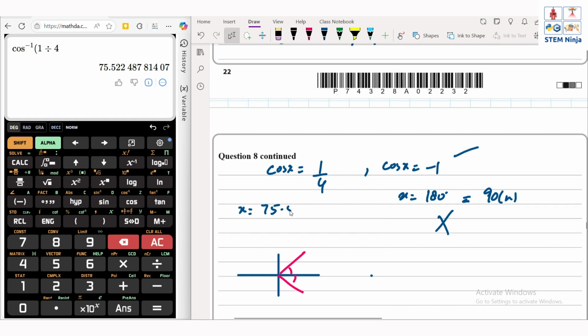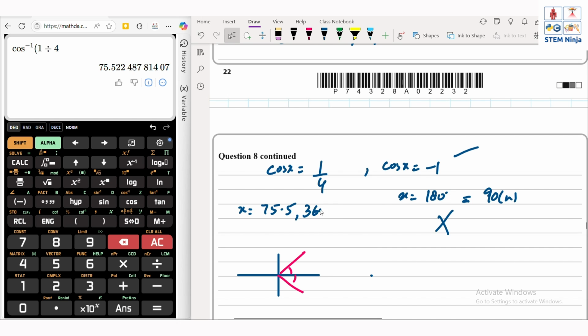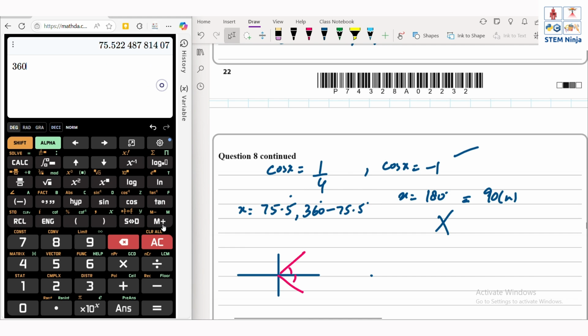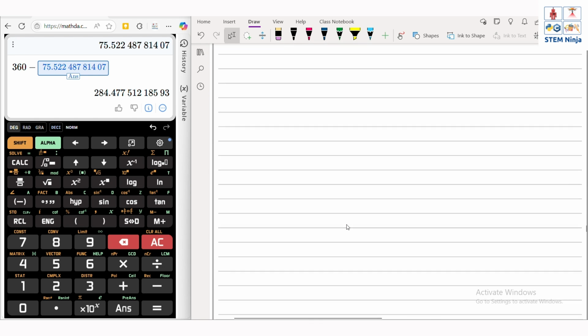So 75.5 and then 360 minus 75.5 degrees. So 360 minus the answer, that would be this. So 75.5 and 284.5 degrees. Right, okay, moving on.